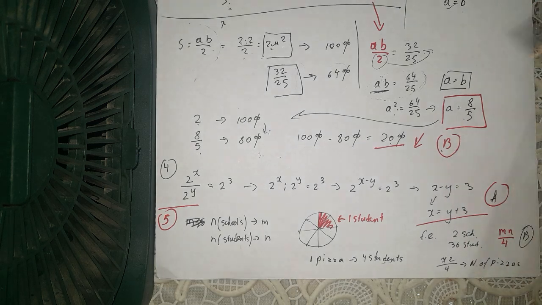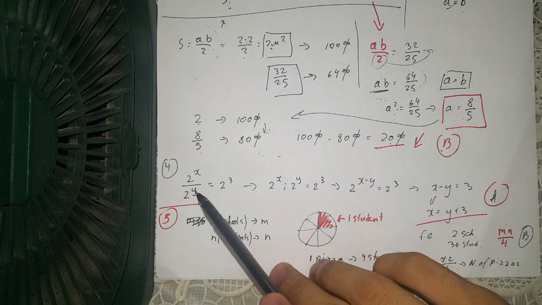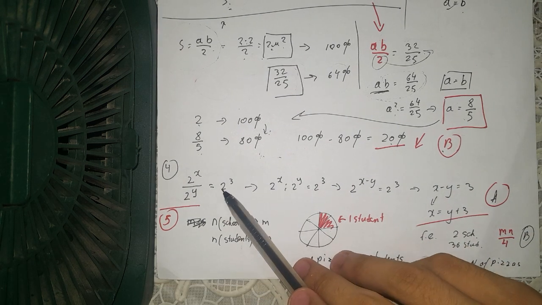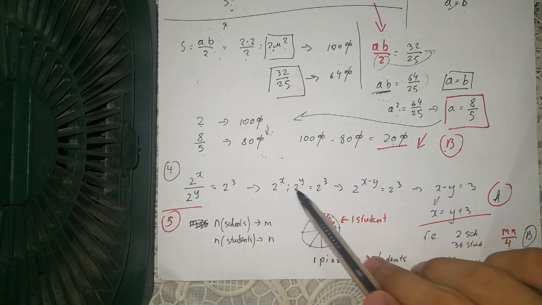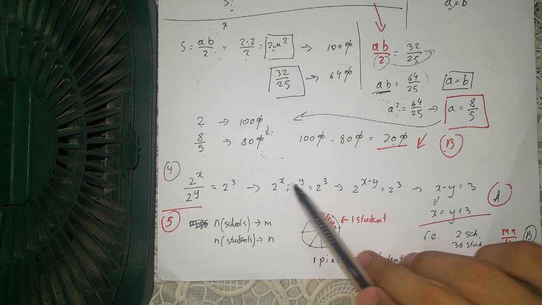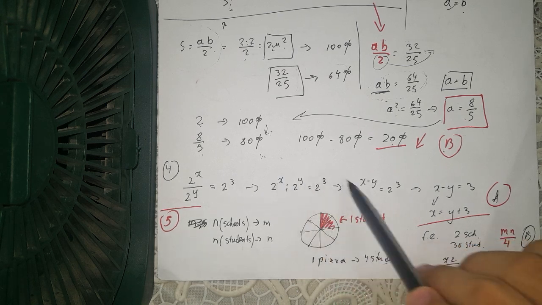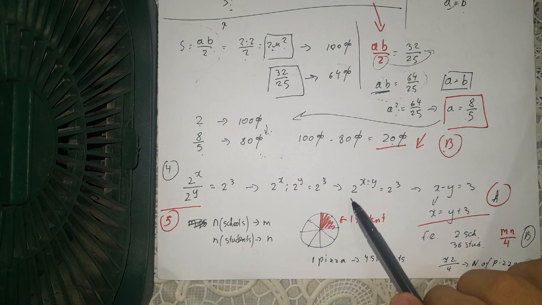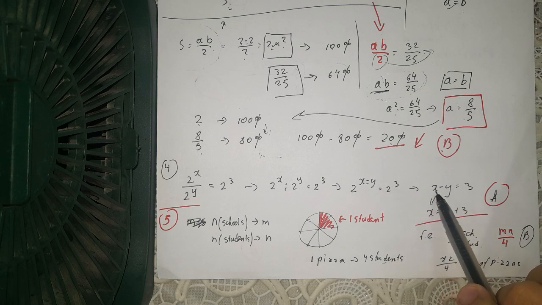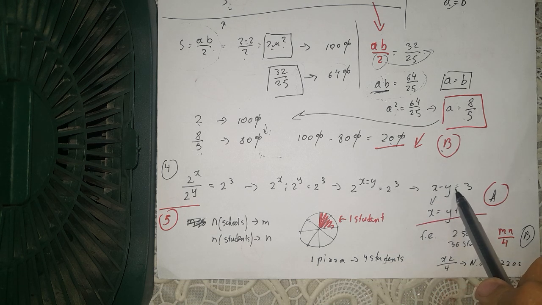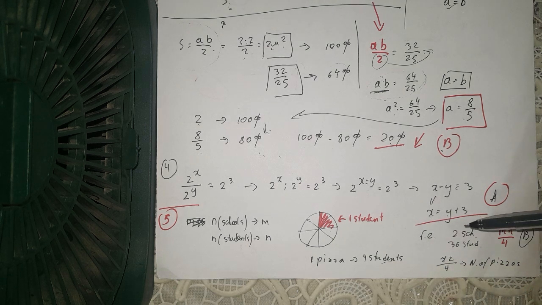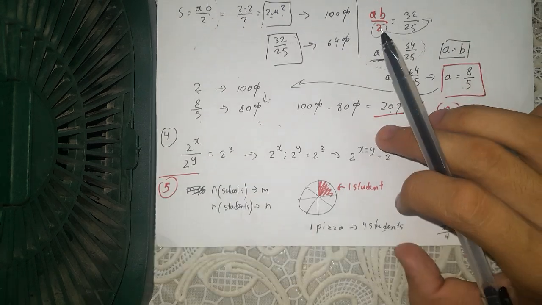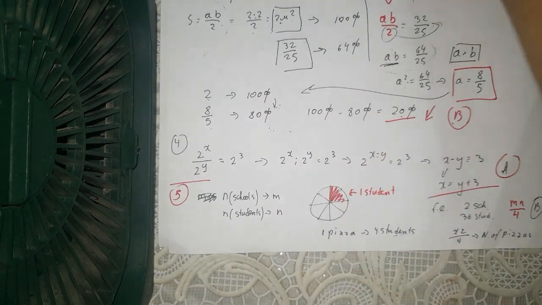The fourth question is the easiest, I think. 2^x divided by 2^y equals to 2 in cube. Just mathematics. If the base is the same, the exponents are subtracted. This means that x minus y equals to 3. The value of x is y plus 3. That's A.